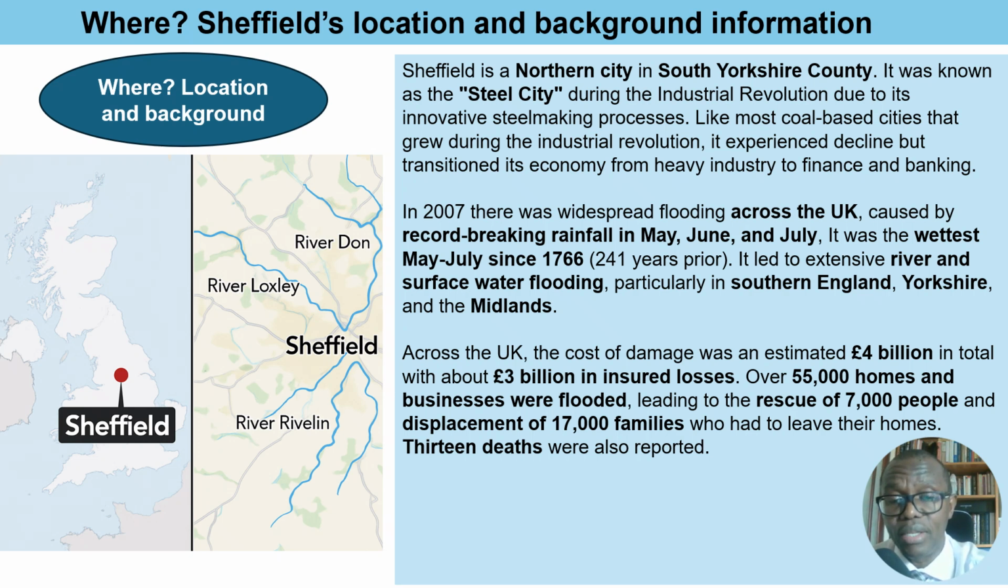Across the UK, the cost of damage was an estimated £4 billion, with about £3 billion, pounds, not dollars this time around, in insured losses. So as you can see, there was quite a lot of economic impact on the country, but this here is countrywide, not Sheffield. It led to the rescue of 7,000 people across the country and the displacement of 17,000 families from their homes. 13 deaths were also reported across the country, so countrywide. Okay, let's move on to Sheffield and see what specifically happened in Sheffield.